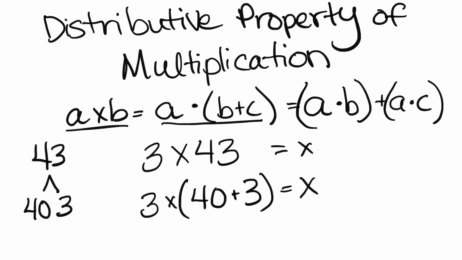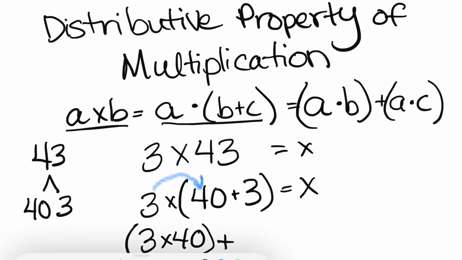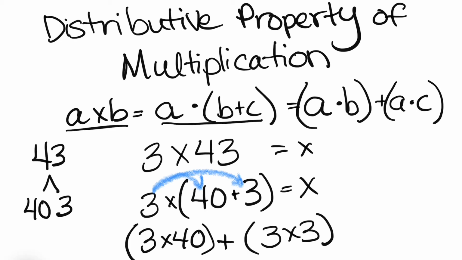So I'm going to change the color so we can see better what we're doing. Okay. So I'm going to distribute the 3 to the 40. And then I'm going to say 3 times 40 plus, and now I'm going to distribute the 3 to the 3. Three times 3. Okay. And as you can see, those two numbers match what I've done over here, equals x.